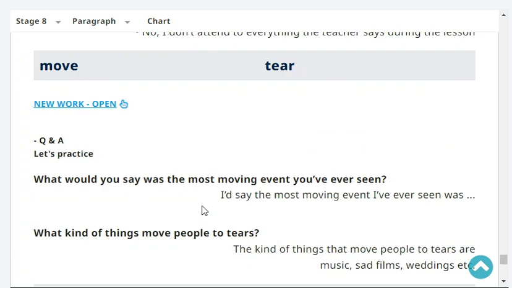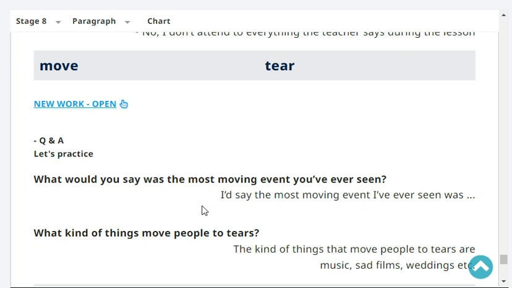What would you say was the most moving event you've ever seen? I'd say the most moving event I've ever seen was a concert. Very good. What kind of things move people to tears?